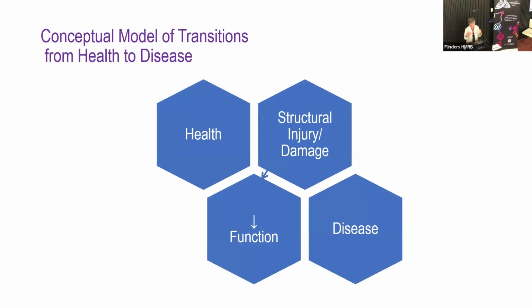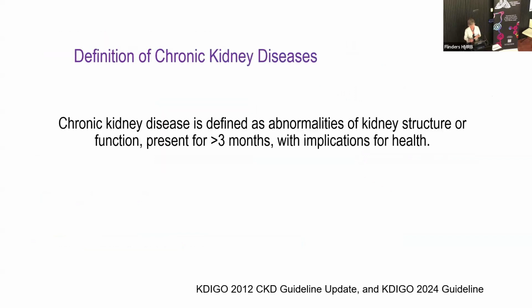And then if you think about a transition from health to structural injury and damage to changes in function to disease, then it's a little bit more accessible, I think, and a little bit more understandable to people. And that was one of the issues. So the definition of chronic kidney disease is that it's defined as an abnormality of structure or function that's there for more than 3 months that has an implication for health.